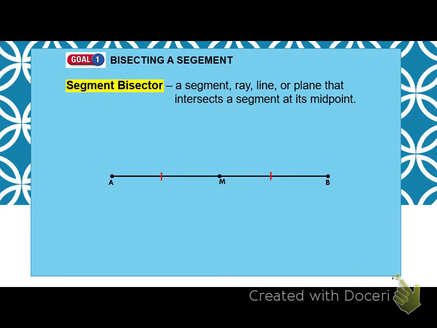What goes right there? It's the average or middle between 2 points. So a segment, ray, line, or plane that intersects a segment at its midpoint. So right now, what cuts this segment in half? Don't overthink it. M. How do I know it's point M? Because of these tick marks, right? This means that M is in the middle. It means that whatever length AM is, MB is also the same.